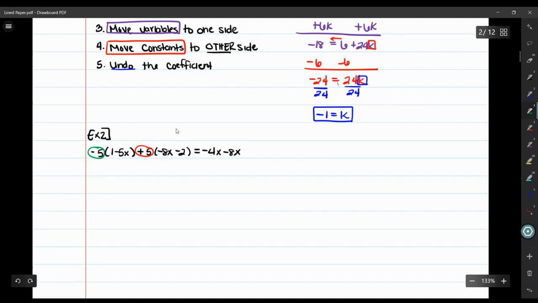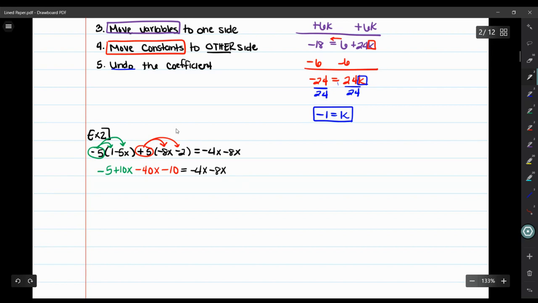So let's do the first one. Negative 5 times 1 makes negative 5. Negative 5 times negative 5x is positive 10x. That's it for the first one because my parentheses tells us to stop. Now we're going to multiply 5 times negative 8x to make negative 40x. And then 5 times negative 2 to make a negative 10. And we stop there because our parenthesis tells us to stop. And then we drop down negative 4x and negative 8x.